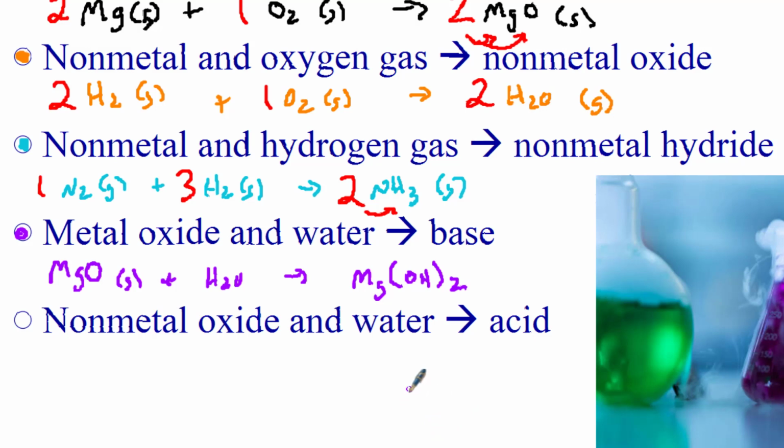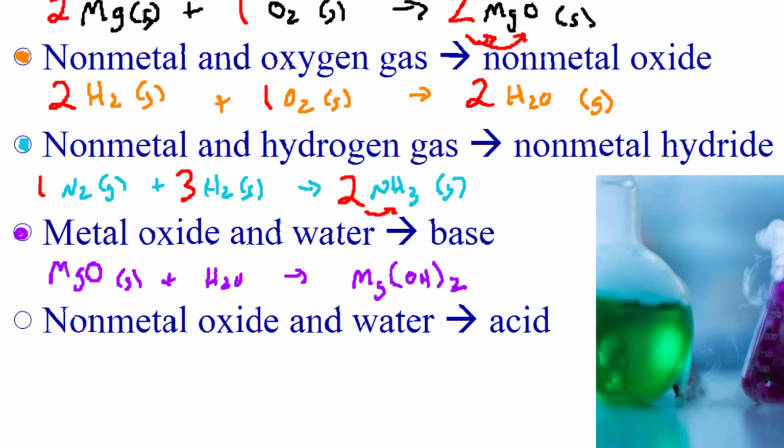And I might have to balance this. Let's see if I do have to balance this. I have 1 magnesium at the beginning, 1 magnesium at the end. I have 2 O's, and this 2 goes to 2 O's. 2 H's, which means this is already balanced, a 1 to 1 to 1 ratio there.